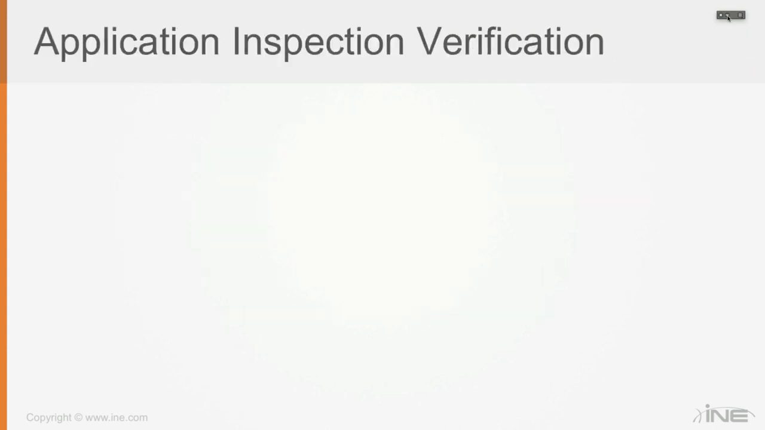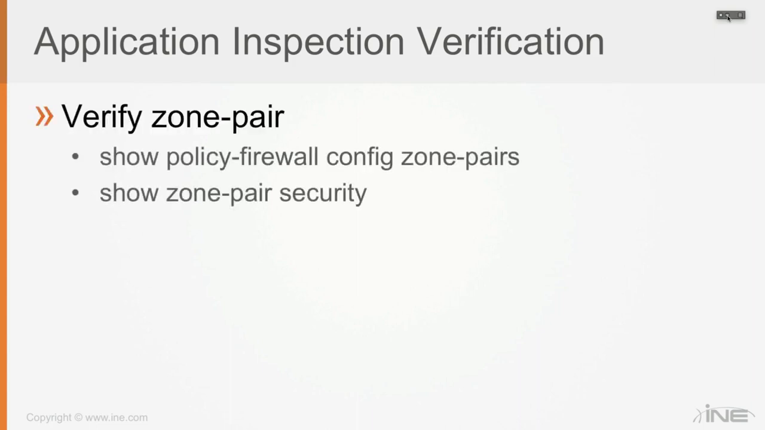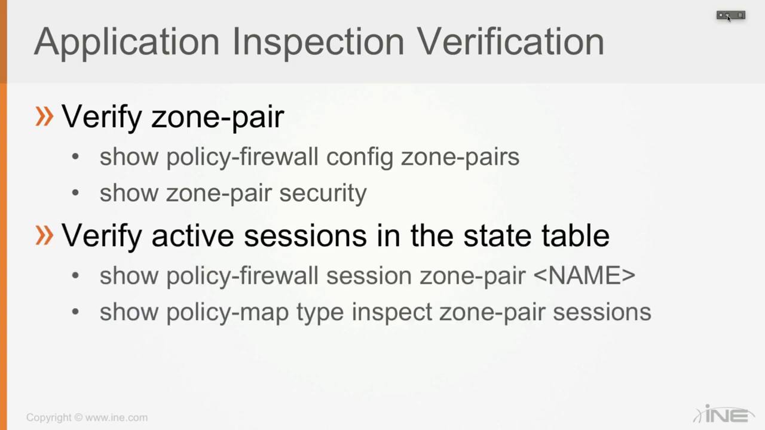Further on, the verification is going to be like any other zone-based policy firewall verification. We say show policy firewall config zone pairs to see where we have attached the application layer inspection, or show zone pair security. And then as traffic flows through the firewall, to verify the active sessions in the state table, show policy firewall session zone pair, or show policy map type inspect zone pair sessions.